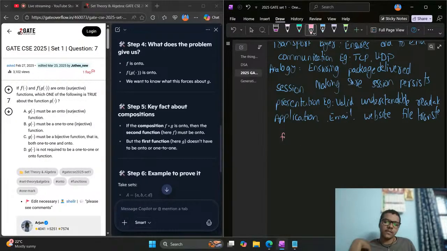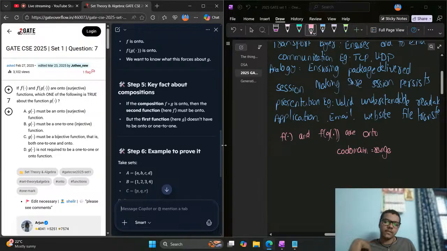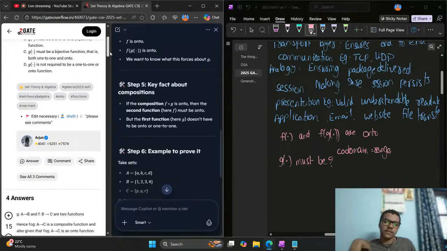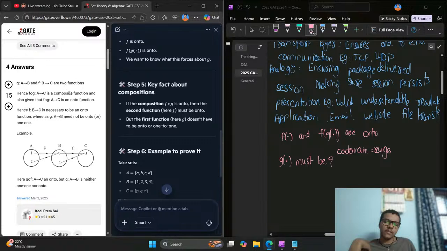F and G are onto. So codomain is equal to range. G must be what? That is our question now. Okay, how do you even approach this question? Okay, composite function.